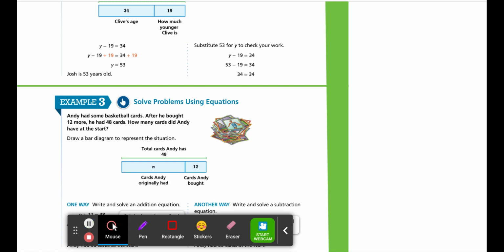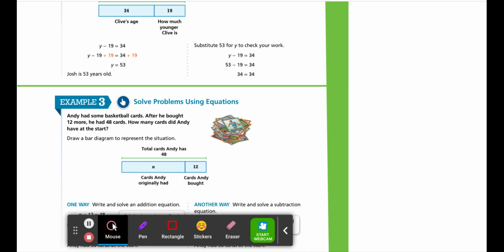Now let's look at example 3, and there are actually 2 ways to solve example 3. There were also 2 ways to solve that last question. So some of you may have wanted to write an addition sentence for that last one, but we had to do a subtraction equation because that was the way the problem told us to do it. But let's look at this example number 3. Andy had some basketball cards. After he bought 12 more, he had 48 cards. How many cards did Andy have at the start?